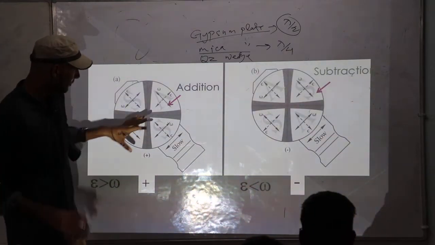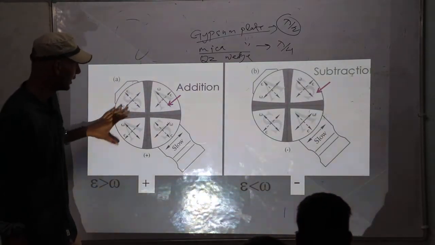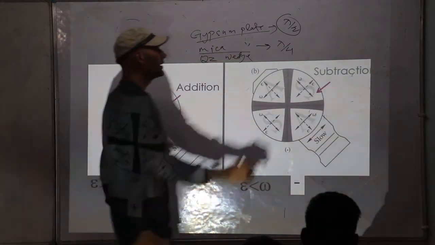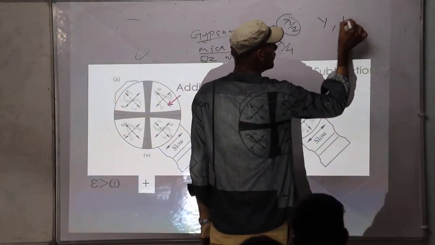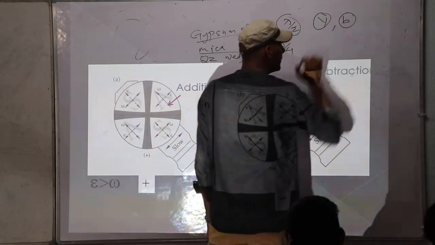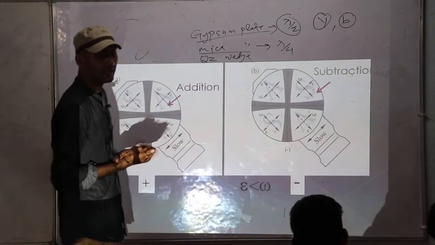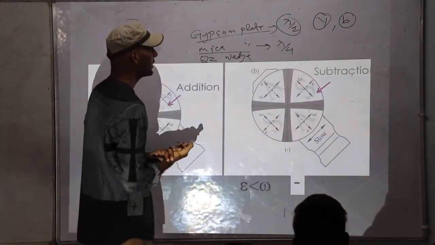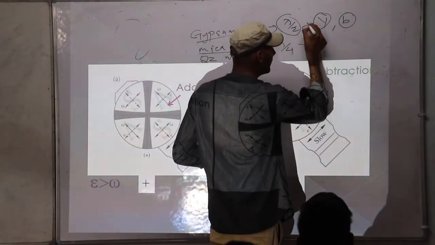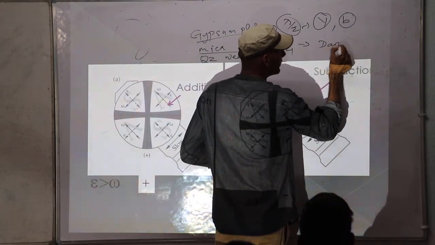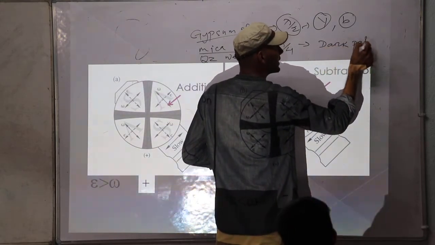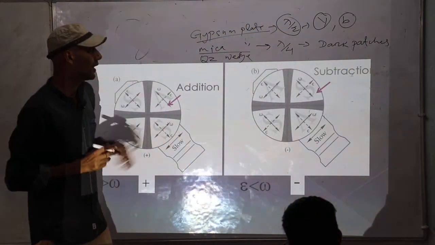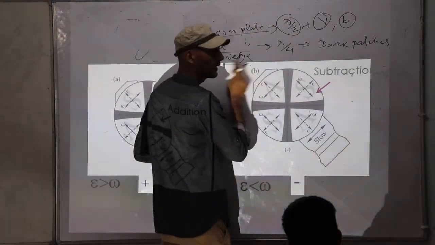Okay, so that will show you the yellow color. In the case of a gypsum plate, we are viewing yellow color and blue color, different, contrasting colors, right? Contrasting colors due to higher retardation. For the mica plate, we are watching dark points, dark patches. Okay, then for the quartz wedge.